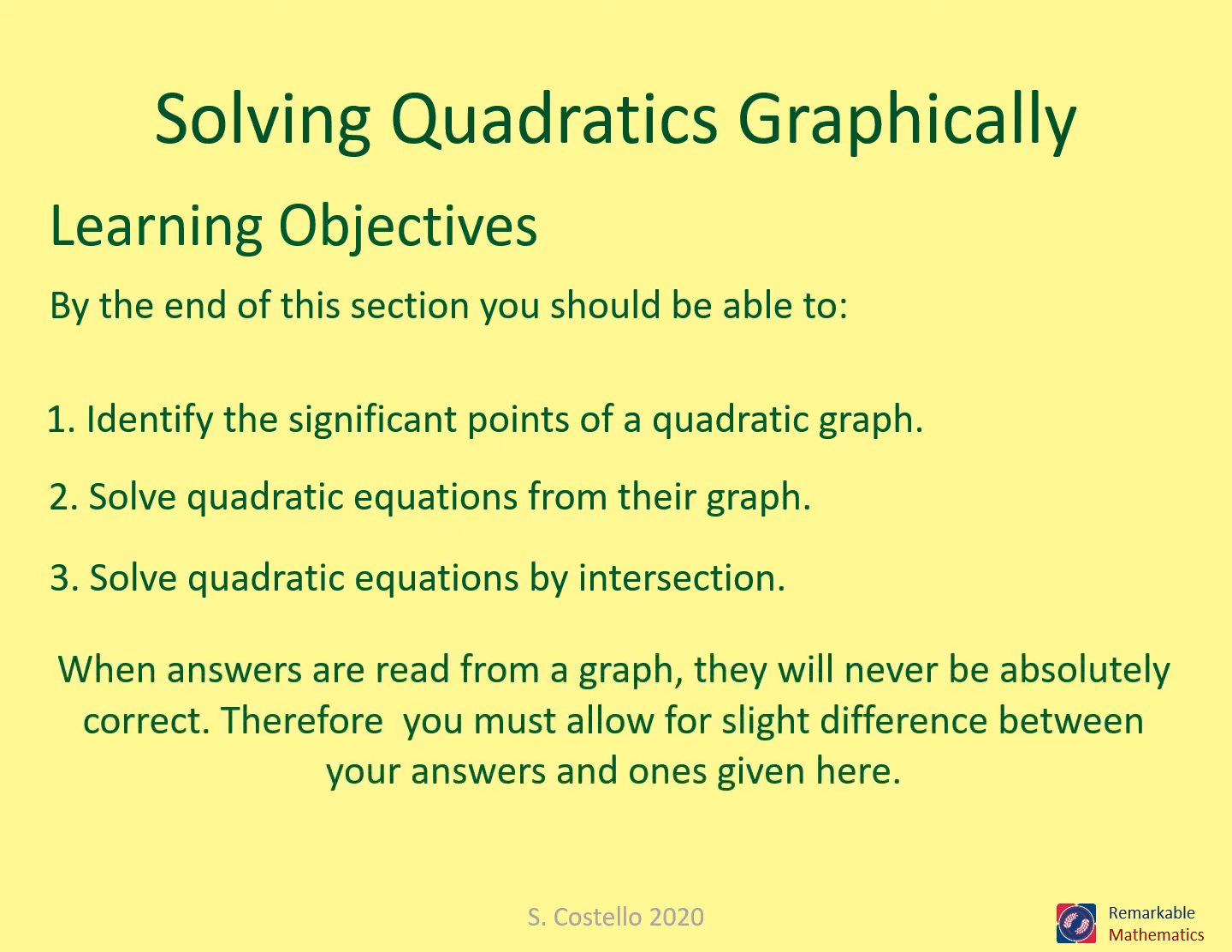When answers are read from a graph, they will never be absolutely correct. Therefore, you must allow for slight differences between your answers and the ones given here. In short, when we're reading from a graph, it's always human error, it's always open to interpretation. You might see it slightly different than I do. So if your answers are slightly out, they're correct, but incorrect.